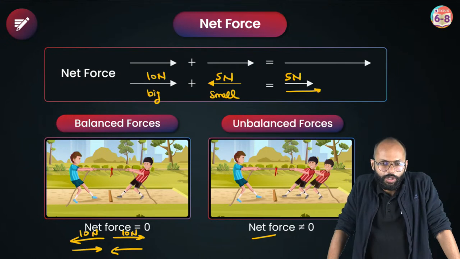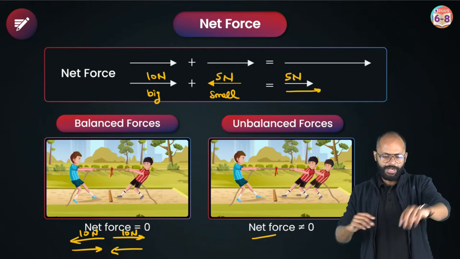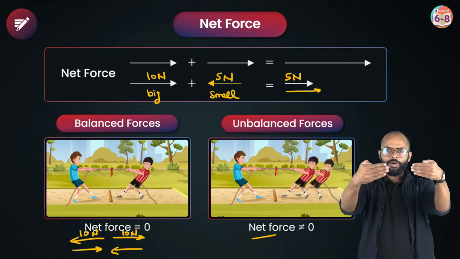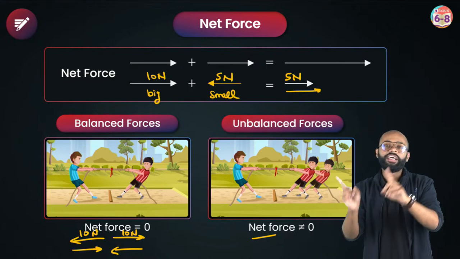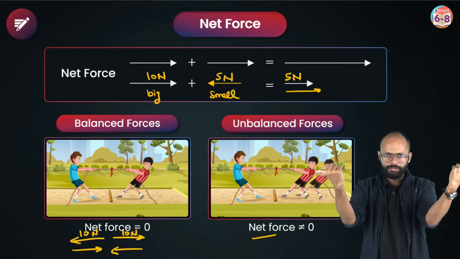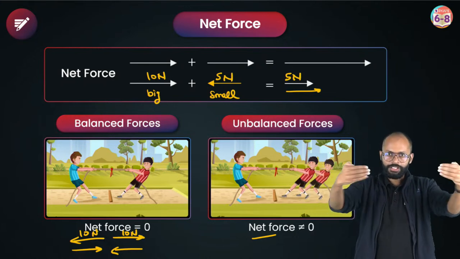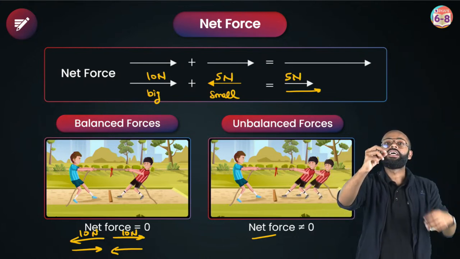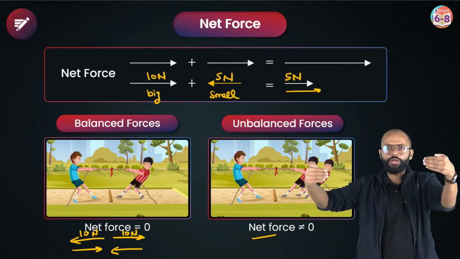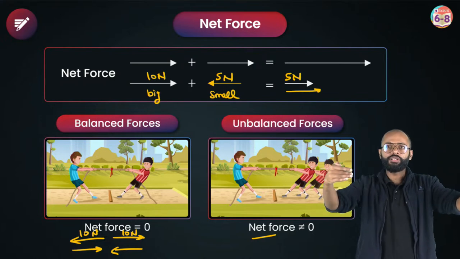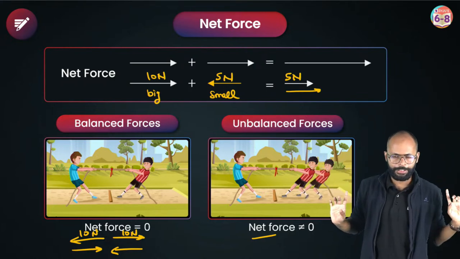Yes, come on. Crystal clear, very good, nice. Everybody, equal forces acting opposite to each other, net force will be zero. If equal forces are pulling each other, net force will be zero. It is called balanced force. If forces are unbalanced, the net force will be non-zero. 10 newton, 5 newton; 10 newton, 7 newton; 10 newton, 9 newton, all are unbalanced force. 10 newton, 10 newton, balanced force. Clear, right? Yes.